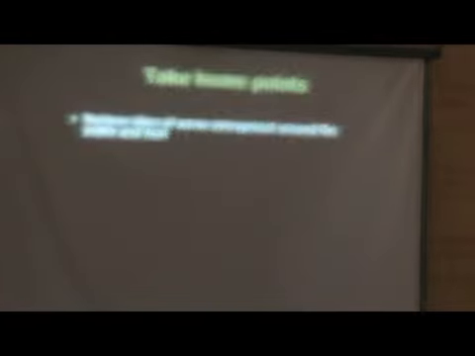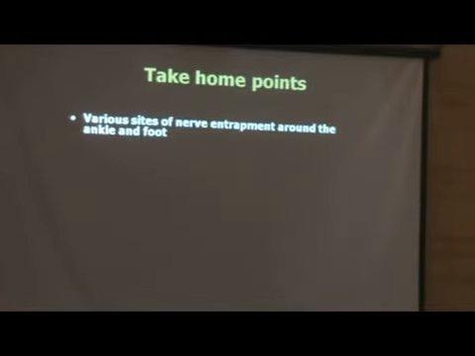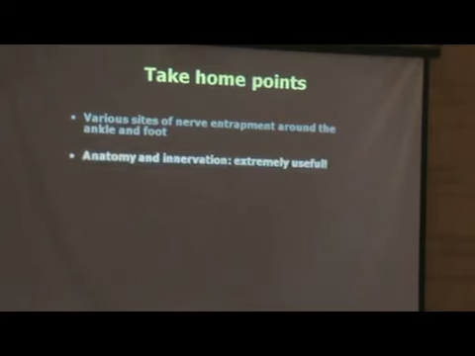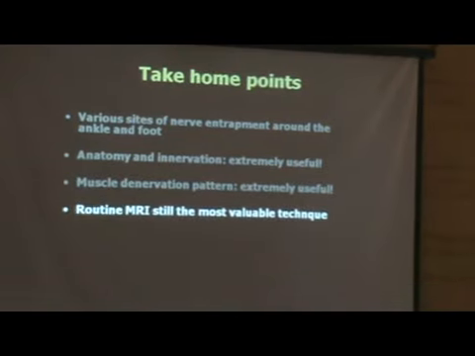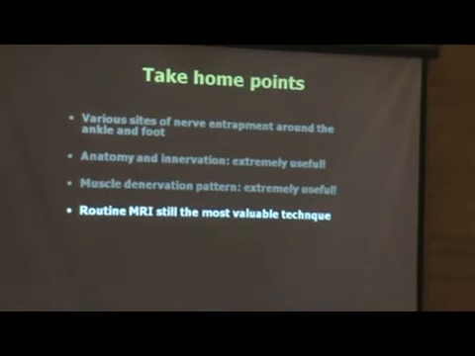And with that one, so I come to the end. So some take-home points. So you see we can have various causes of nerve entrapment around the ankle and the foot. Very important and extremely useful is to know the anatomy and the innervation pattern, especially the muscles. They can tell us a lot where the pathology is happening. So muscle denervation pattern, this is very important. And routine MRI is still the most valuable, useful technique we maintain.